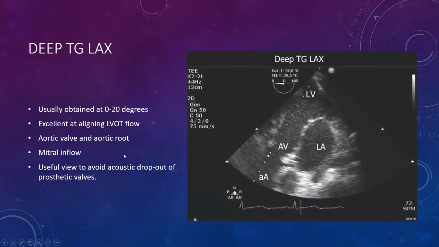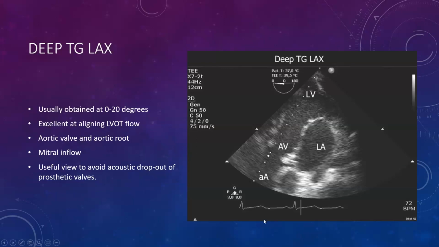This is actually one of my favorite views. This is the deep transgastric long axis view. You advance into the stomach pretty much all the way. You do a good anteflexion. You retract until you're up against the stomach wall and get your view. And this is where I use that small valve to do usually a right tilt a little bit to get this view. Very useful for aligning pulse wave or continuous wave Doppler to get transaortic gradients, but you can see left atrium, left ventricle, your mitral valve, and your aortic valve as well.